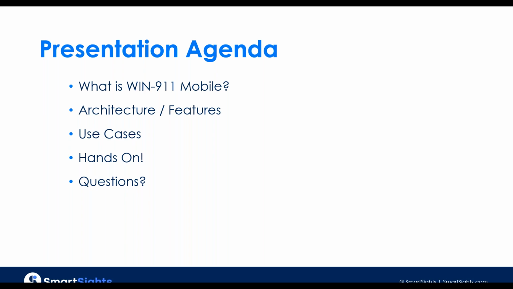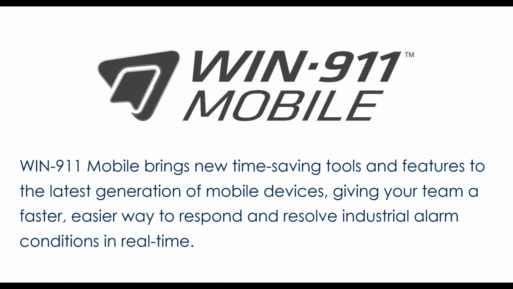All right, so what is Win91 Mobile? Win91 Mobile is our secure hybrid cloud solution for interacting with alarms and reports, and that facilitates collaboration among team members to resolve alarm conditions using mobile devices, Android and iOS devices. So essentially it's our Android and iOS notification method.